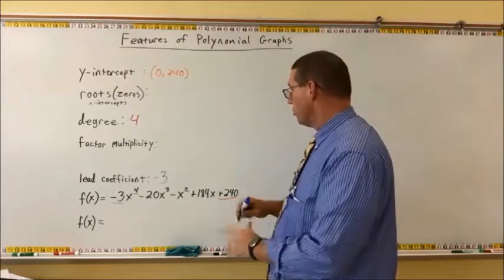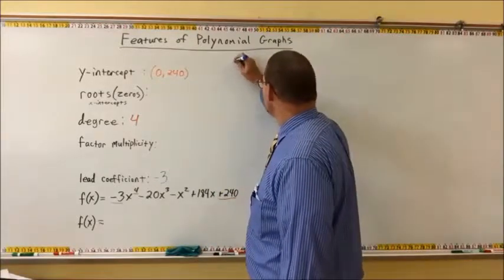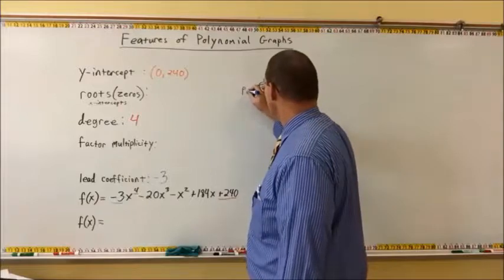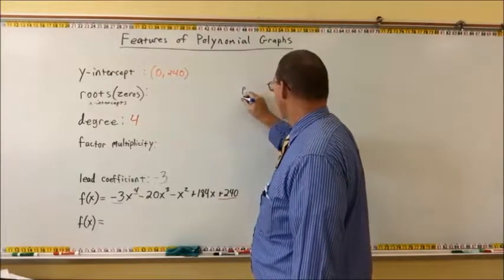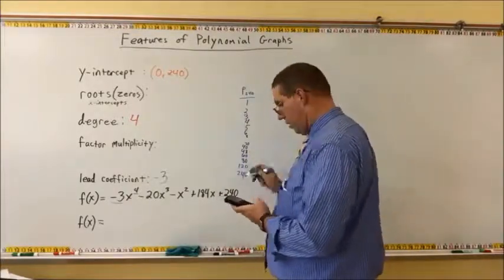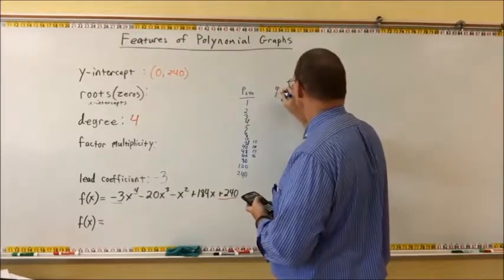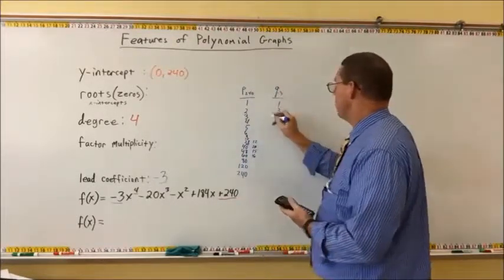So the rational root theorem gives us p's. Let's see, what are the p's in this case? Factors of 240. Wow, that's a lot. Now my q's are factors of 3, which are just 1 and 3.